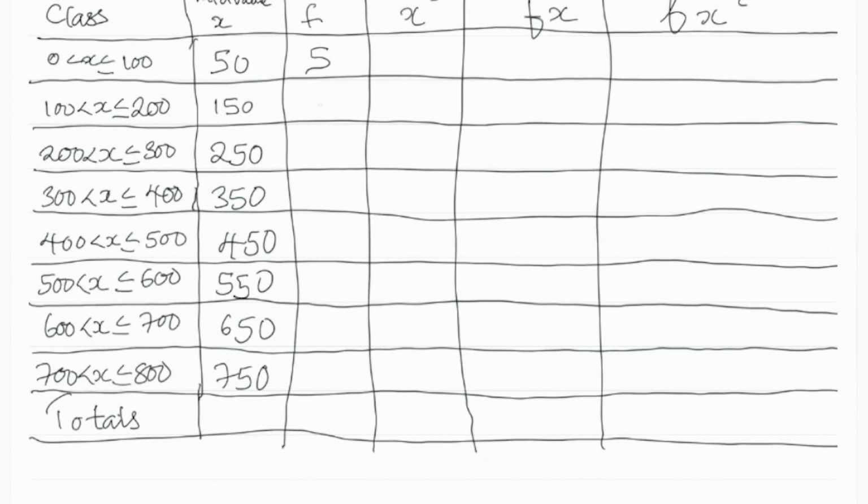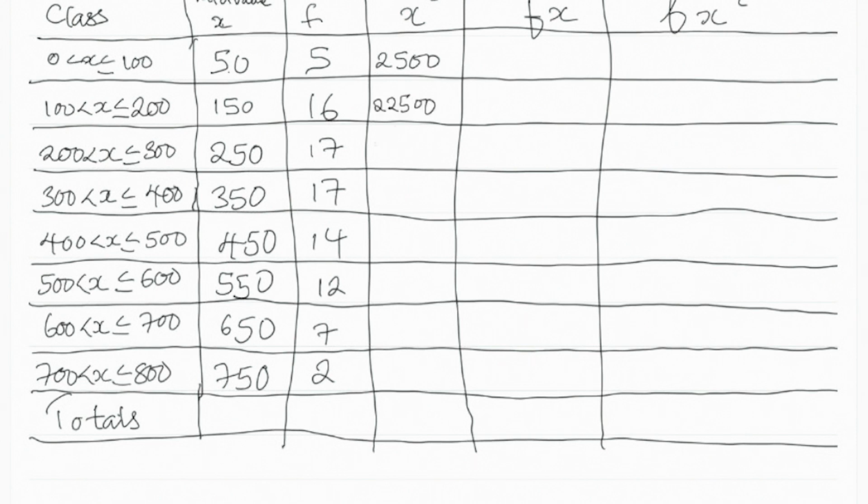Then followed by 17, followed by 17, followed by 14, followed by 12, followed by 7, and followed by 2. X squared. This is our x. When we square 50, we are going to have 2,500. We square 150, we'll have 2,500. I hope you're able to follow.